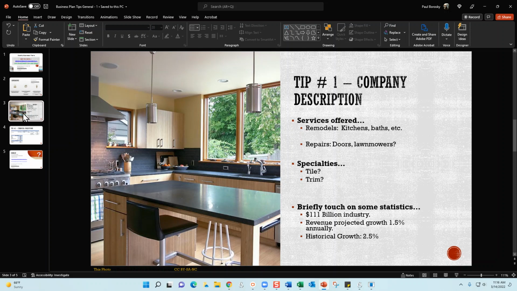When you include statistics in your business plan for your home remodeling company, what you're doing is just showing that this document is credible. Yes, this information, yes, the industry generated $111 billion, and yes, the growth rate was 1.5%. When you include these statistics and when you show citations at the bottom, you're adding credibility to the document.